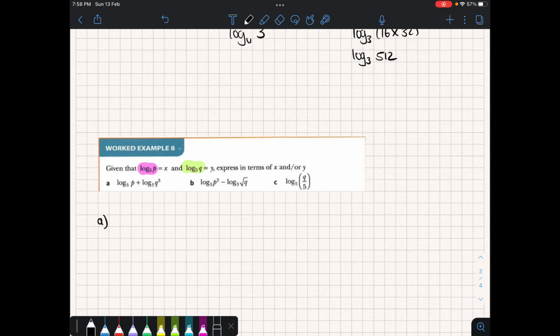So the first one, we have log base 5 of p. Immediately we know that this can be x. And here we have log base 5 of q cubed. This is not what is equal to y, but if we move this 3 down to the front using the power rule, we'll get log base 5 of p plus 3 log base 5 of q. Now this resembles y, this resembles x, and so we get x plus 3y.